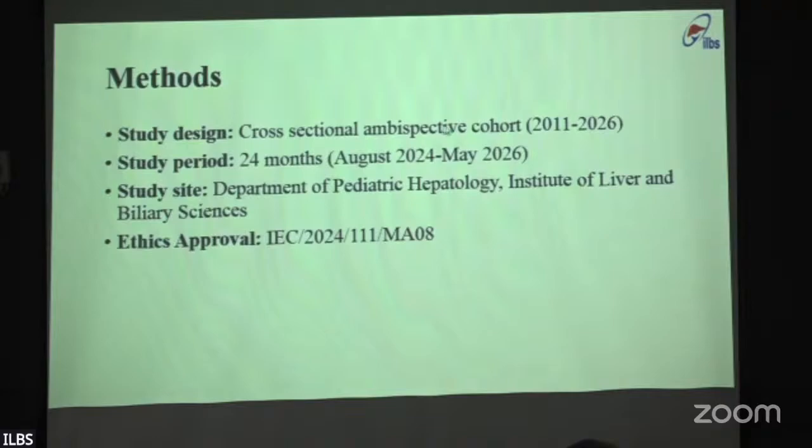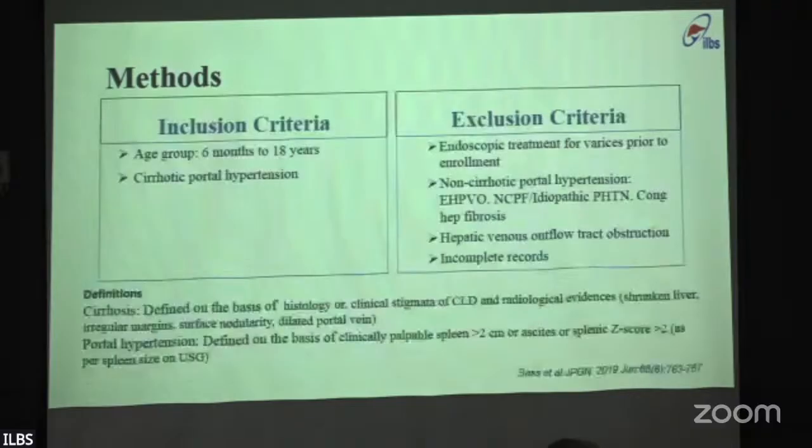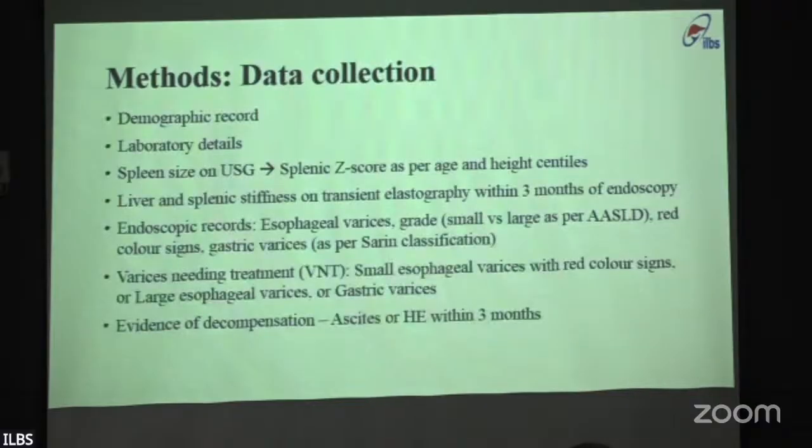I have enrolled patients prospectively from August 2024 to May 2026, and the previous patients' data has been collected retrospectively. So all patients from 6 months to 18 years were enrolled with a diagnosis of cirrhotic portal hypertension, and this was my exclusion criteria. So endoscopic treatment for varices prior to presentation to us, vascular etiologies, and non-cirrhotic portal hypertension were excluded. So this was the data collection, the demographic record, the lab details, splenic size, which was calculated based on the ultrasound spleen size, and the score was derived as per the age and height centiles of the children.